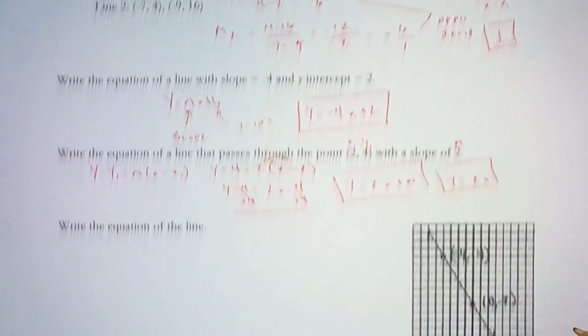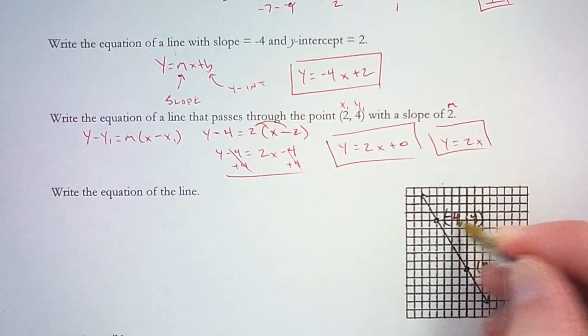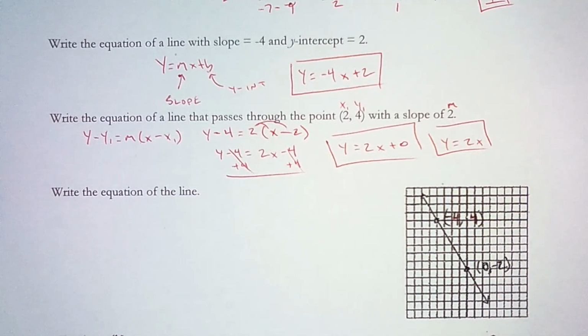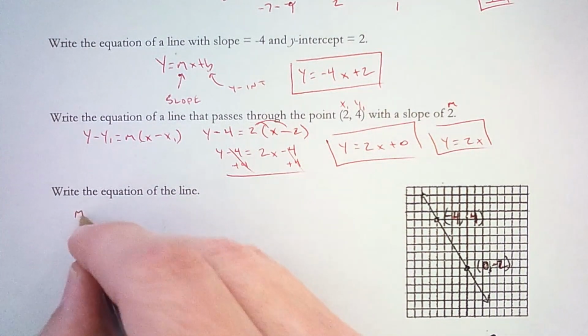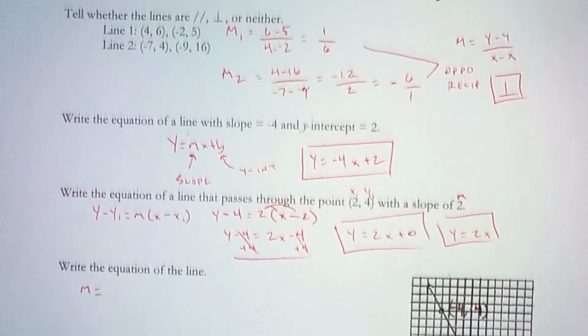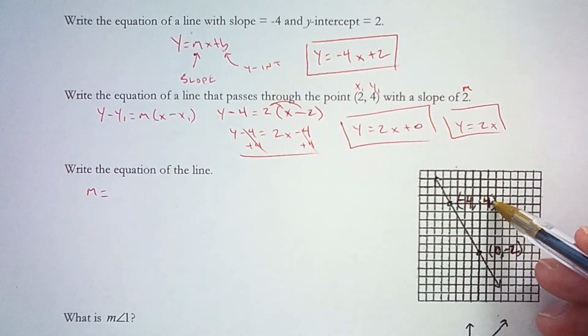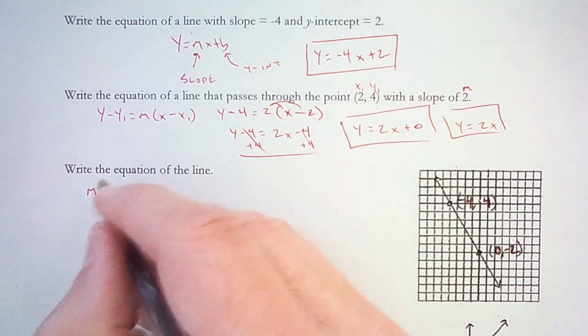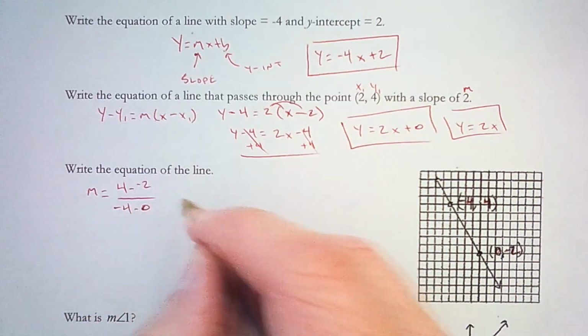Next, we're going to write the equation of this line. It might be a little bit difficult to see. That's negative 4, 4, and 0, negative 2. So a line that goes through those 2 points. First thing we're going to do is find the slope. And slope, as we did above, is y minus y over x minus x. Y minus y is 4 minus negative 2. X minus x is negative 4 minus 0.